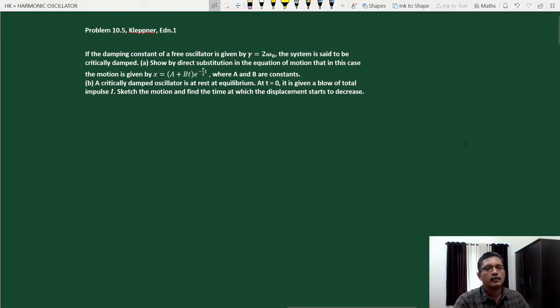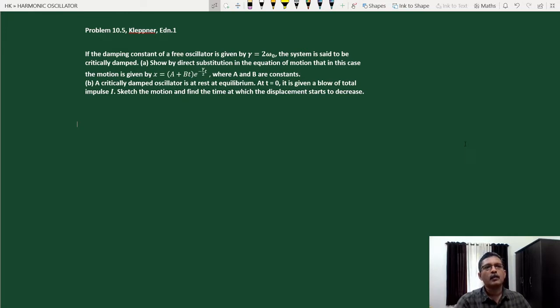Consider the next problem. If the damping constant of a free oscillator is given by gamma equals 2 times omega 0, where omega 0 is the natural frequency of the undamped oscillator, then the system is said to be critically damped. We have seen this condition when we discussed in detail the three cases of a damped oscillator: low damping, underdamped, overdamped, and critically damped.